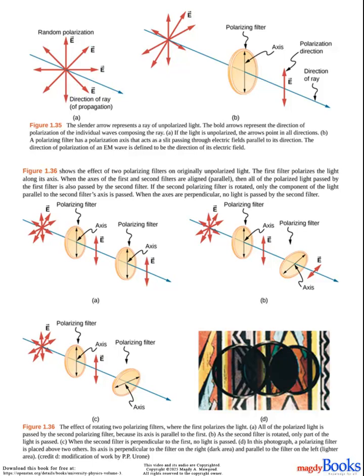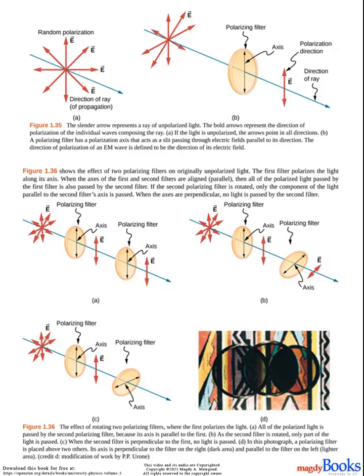Figure 1.35. The slender arrow represents a ray of unpolarized light. The bold arrows represent the direction of polarization of the individual waves composing the ray. A. If the light is unpolarized, the arrows point in all directions. B. A polarizing filter has a polarization axis that acts as a slit passing through electric fields parallel to its direction. The direction of polarization of an EM wave is defined to be the direction of its electric field.